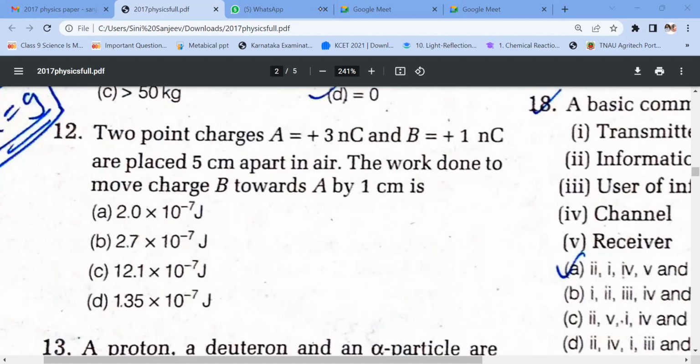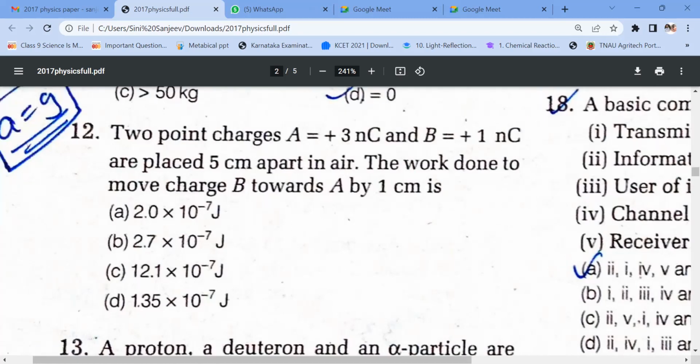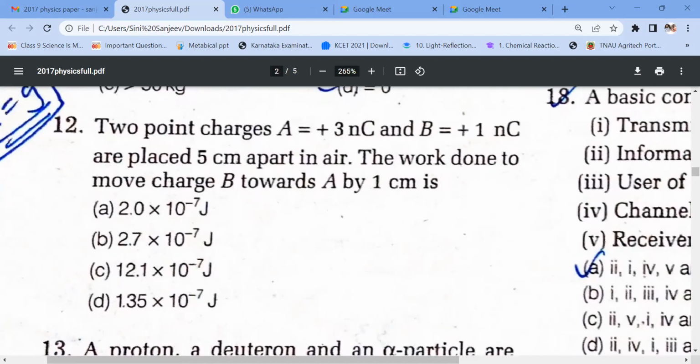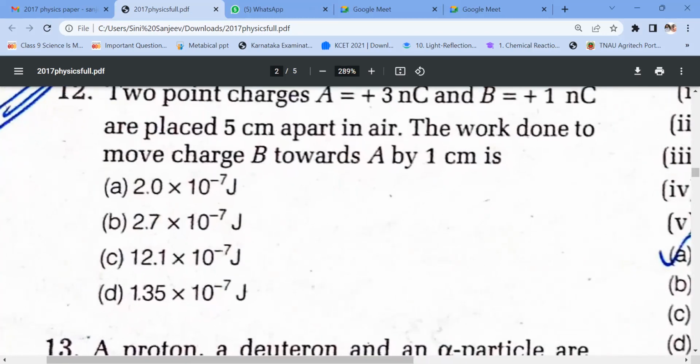K Q_A Q_B by D, 9 10 power 9, 3 10 power minus 9, 100. The initial and final potential. So after subtraction, I got 1.35. Yes. Correct. So this is a direct question, right? 12th standard. But there was a little calculating for the initial and final. Division was there, calculating will be there. But you understood the difficulty level between 11th and 12th, right? Correct. 11th questions are kind of direct only.